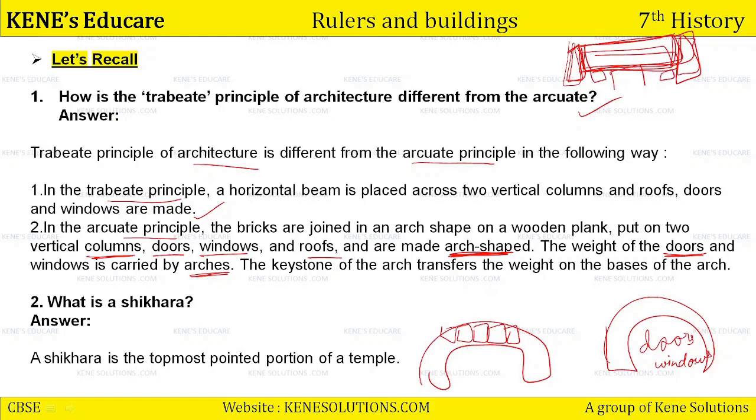बट यहाँ पे सारी रिस्पॉन्सिबिलिटी, सारा जो मैनेजमेंट है वो ये आर्च करता है. एंड दिस आर्च इज मेड अप ऑफ ब्रिक्स, प्रॉपर ब्रिक्स. ओके, bricks are placed in such a way that it creates an arch. The keystone of the arch transfers the weight on the bases of the arch. ये जो arch का ये portion है, it transfers the weight to the base of the arch.